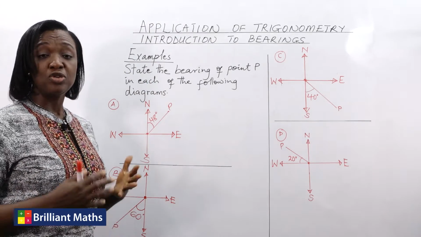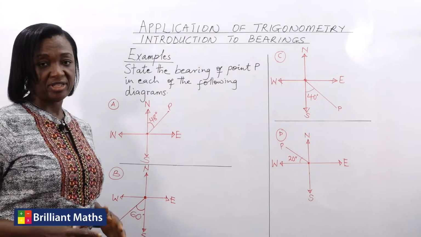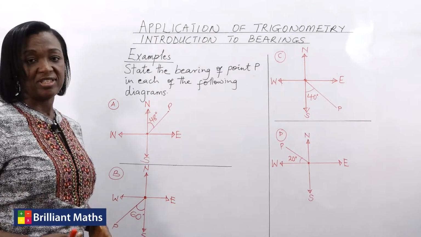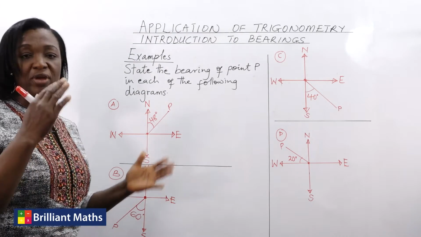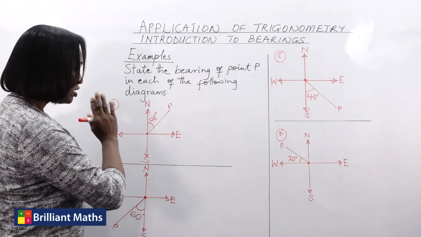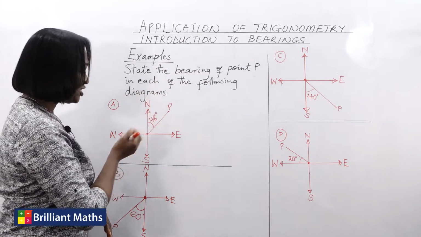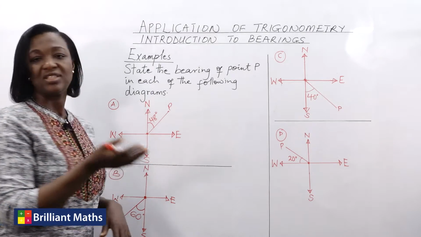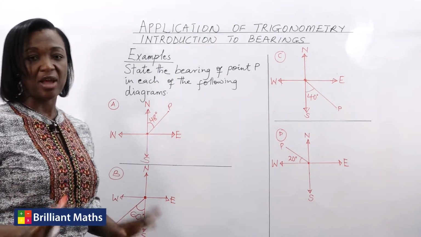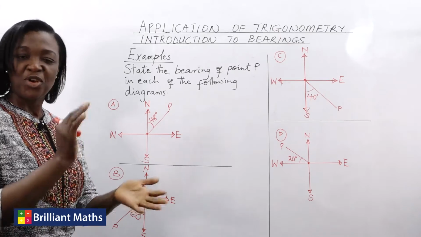You also need to know the 4 cardinal points, the 8 cardinal points, to be able to work with bearings. The 4: north, east, south, and west. And then where you have the northeast, southwest, and all of that. You need to know the cardinal points. So please go learn them.